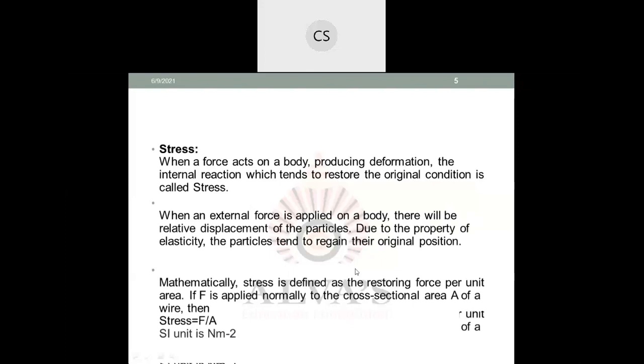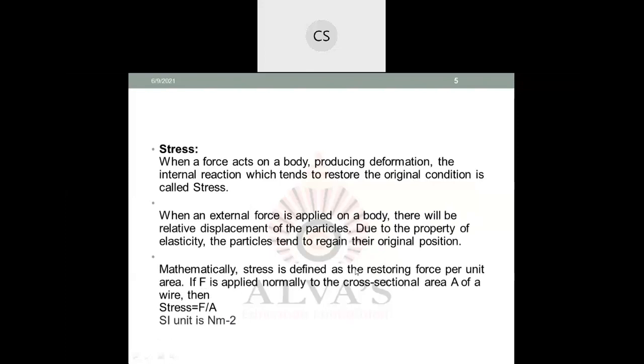So mathematically, stress can be defined as restoring force per unit area. Restoring force is dependent on the area on which force is applied. Therefore, cross sectional area, internal as well as external, both are important. So stress is equal to F by A. The SI unit of restoring force per unit area is Newton per meter square. That is how stress is defined.